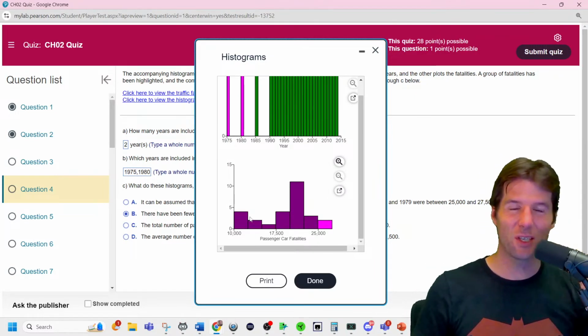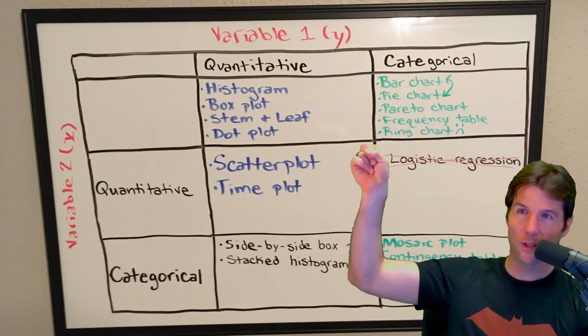I don't love this question. Here's the thing you need to know. Histograms are univariate displays of quantitative data.